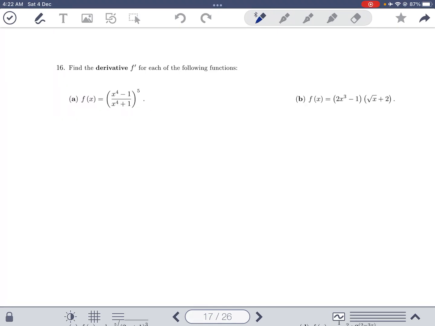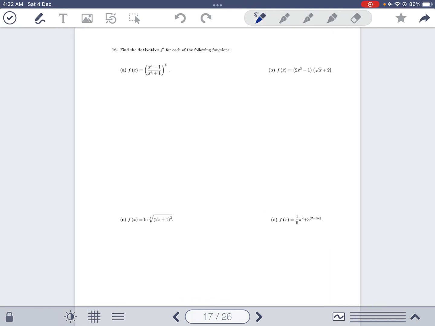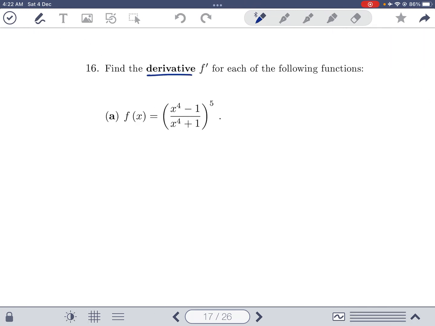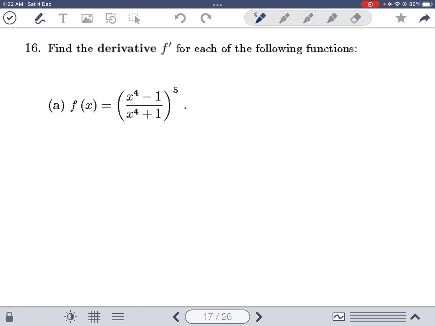Okay, in this question, we have four parts, and in all of them, we need to compute the derivative, f prime, of the function. So let's start with a. F of x is this function, so it's of the form something to the power 5. This is what we noticed at the beginning. So this whole thing, you can call it heart.